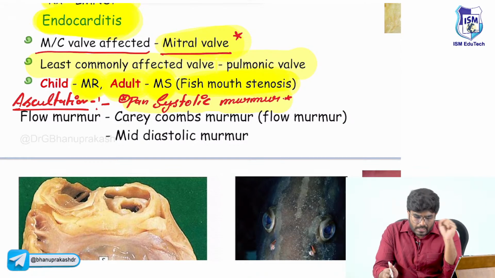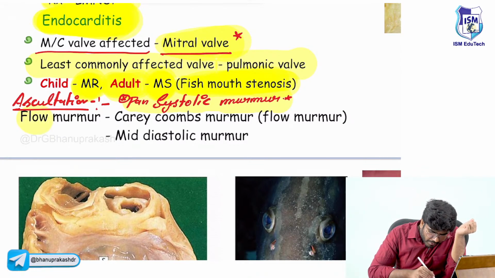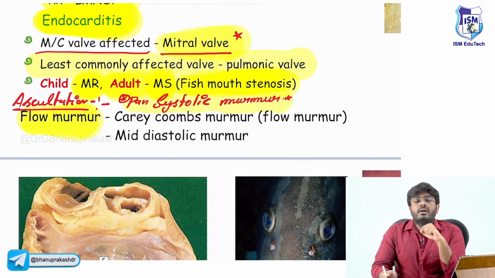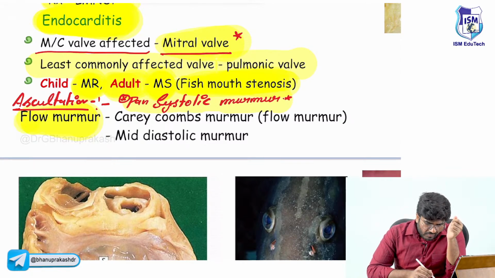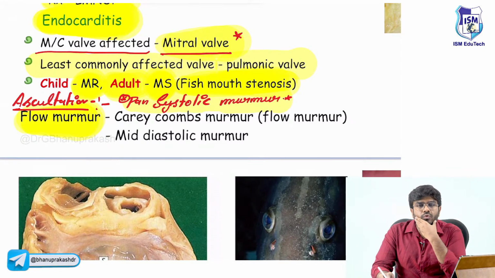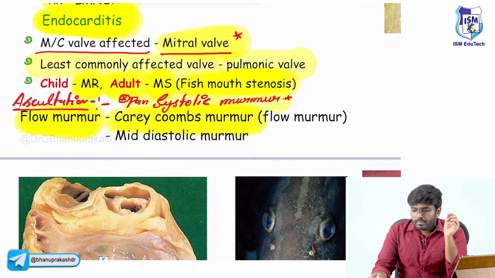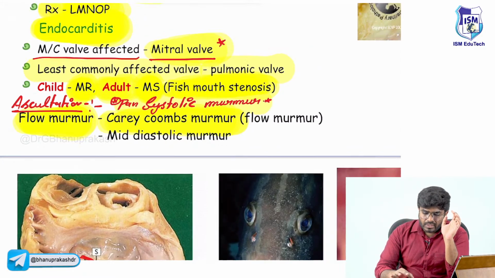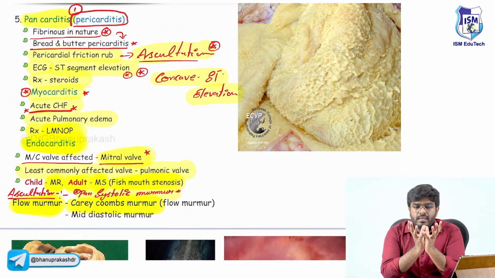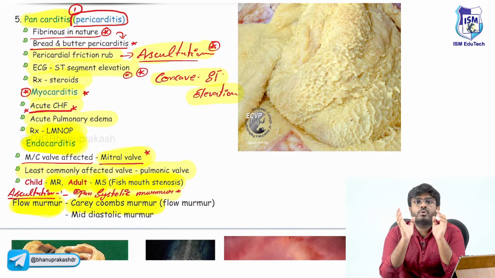Okay, well and good. Now there is something called a flow murmur. In this rheumatic heart disease, even a flow murmur is heard, sir. What exactly is this flow murmur? The flow murmur is also called a Carey-Coombs murmur. What exactly is this? Simple. Try to understand it like this. Sir, when the heart is contracting, some blood has been ejected into the left atria, extra blood has gone into the left atria.